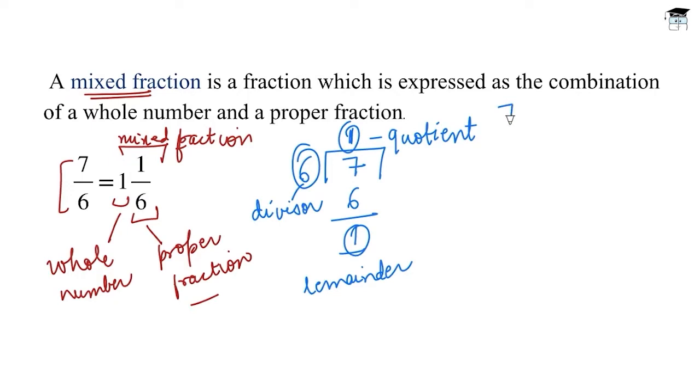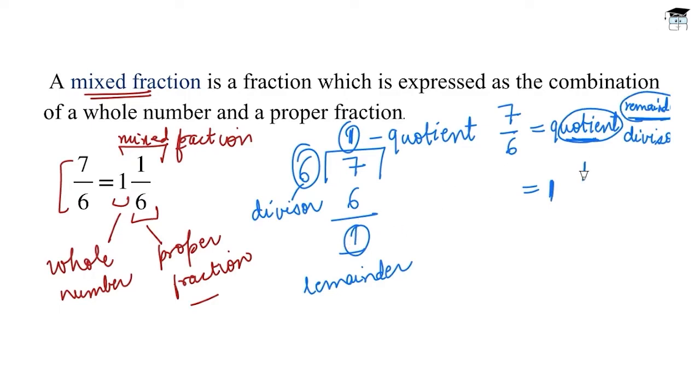So when we are converting 7 by 6 into the mixed fraction, we write our quotient here in the front, our remainder here in the numerator, and our divisor here in the denominator. So quotient 1 is written here, remainder 1 is written here in the numerator, and divisor 6 is written here in the denominator. So we have converted 7 by 6 into the mixed fraction.